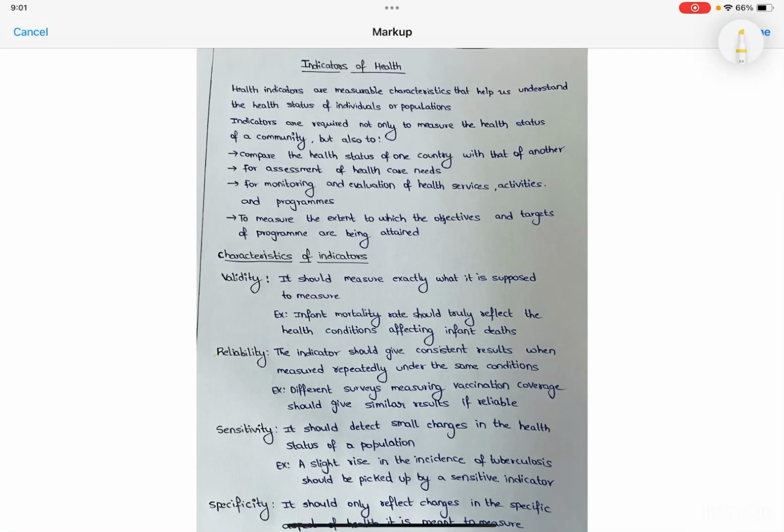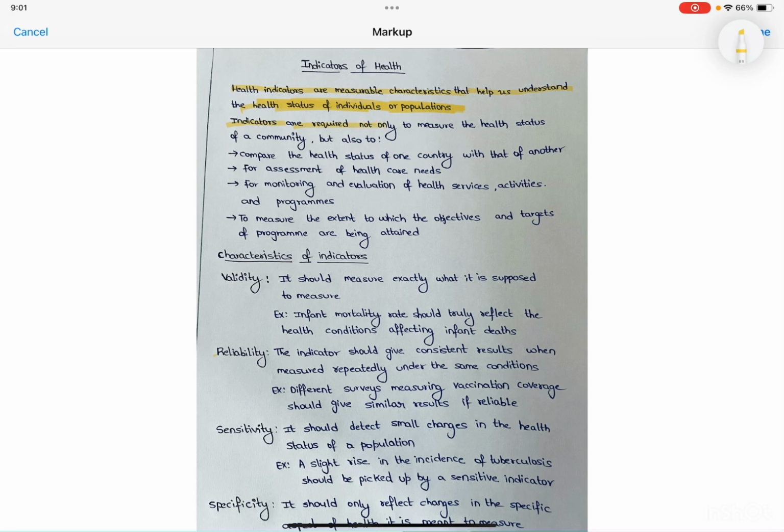Hello everyone. Today we are going to learn about indicators of health. Health indicators indicate the health status of individuals or populations. Health indicators are measurable characteristics that help us understand the health status of individuals or populations.